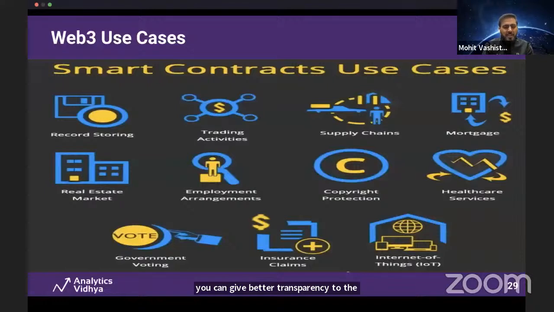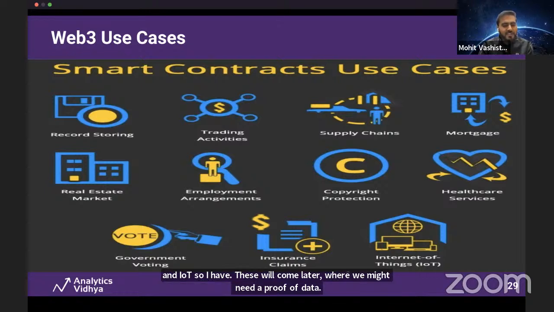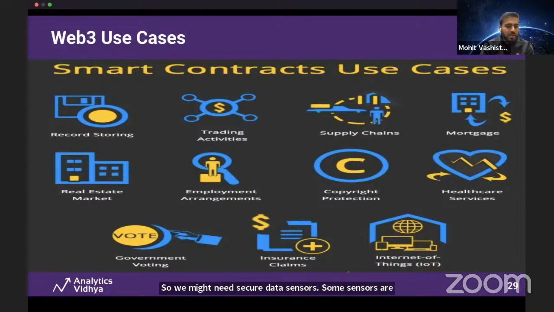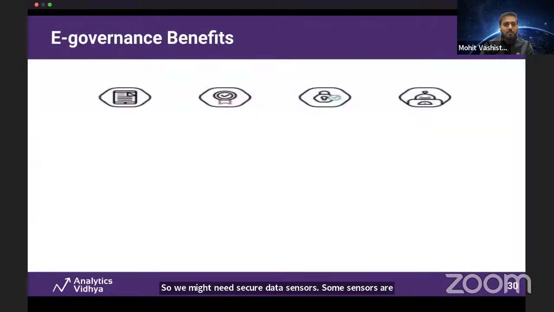So IoTs will come later, where we might need a proof of data. So we might need secure data of sensors. Some sensors are quite secure, and their data should not leak, right? So something of that sort.